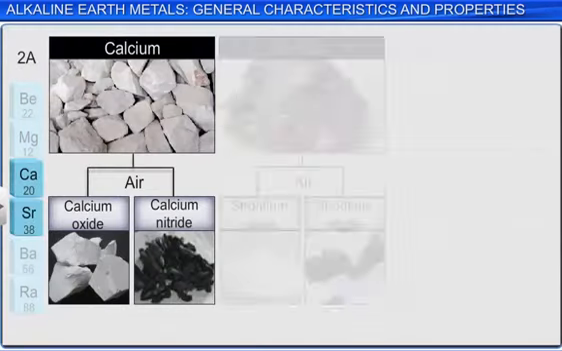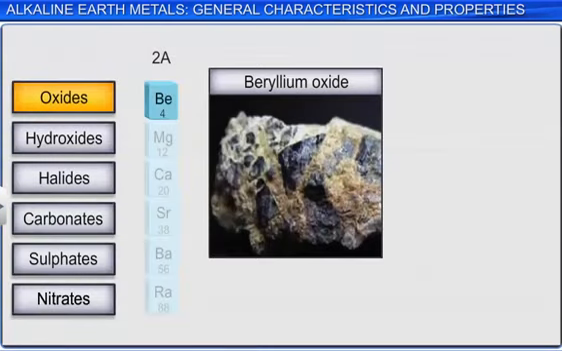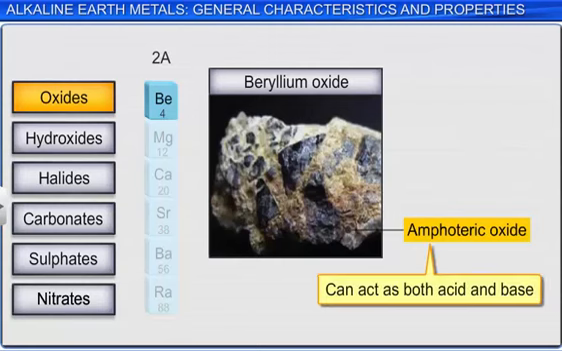Beryllium oxide is essentially covalent in character. It is an amphoteric oxide, meaning it can act both as an acid and as a base. The other group 2 metal oxides are essentially ionic substances, and the basic nature of oxides increases from magnesium to barium.